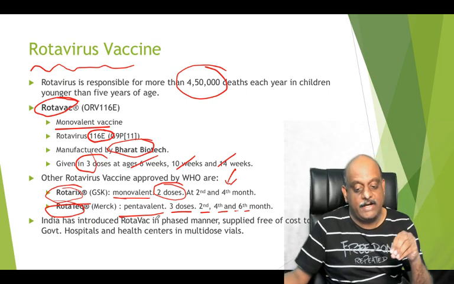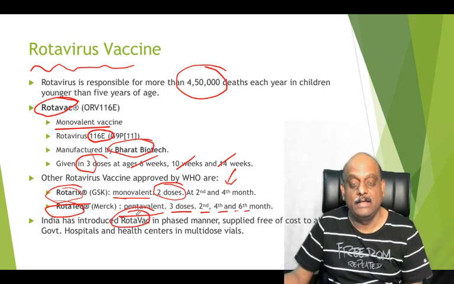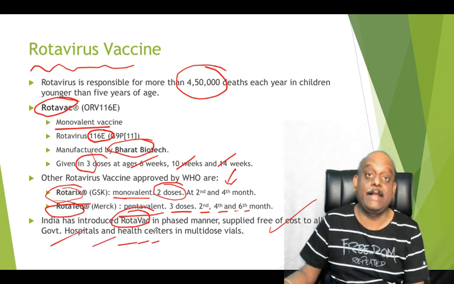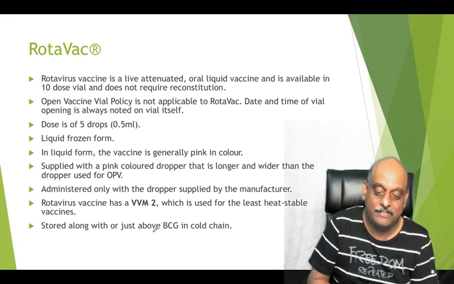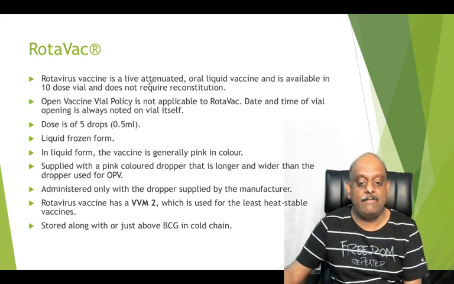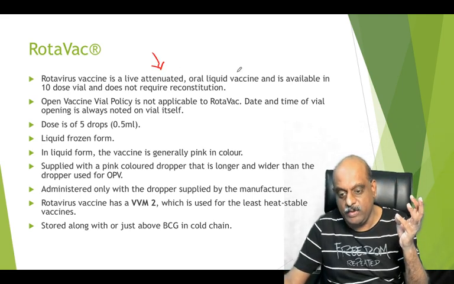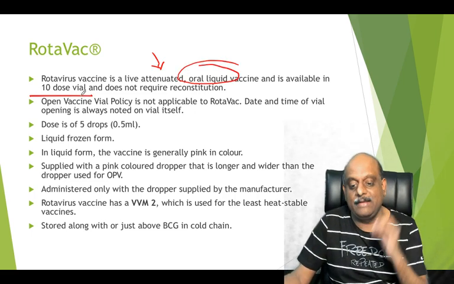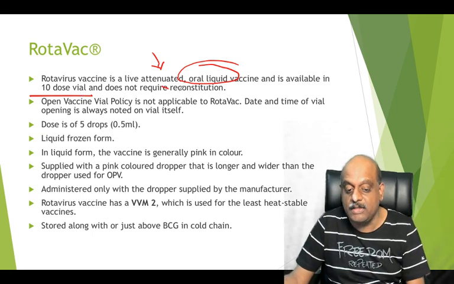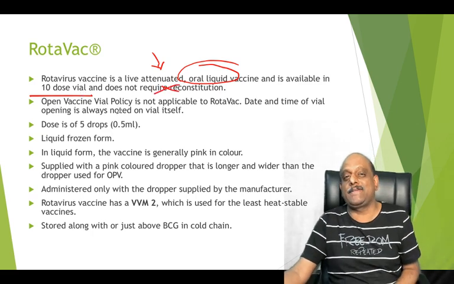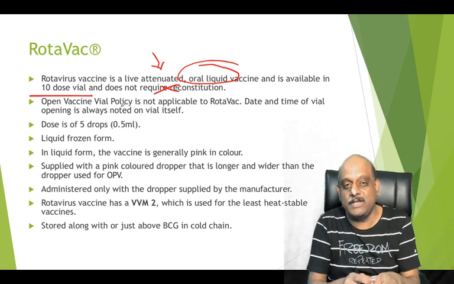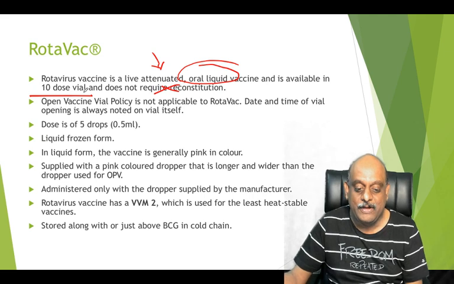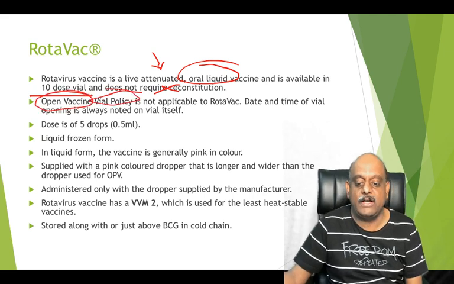And India has introduced the Rotavac in a phased manner. It's supplied free of cost to all government hospitals and health centers in multi-dose vials. So rotavirus vaccine is a live attenuated oral liquid vaccine available in a 10-dose vial. It does not need any reconstitution. There is already a risk of diarrhea; on top of that, if reconstitution leads to some infection, there is more tension, right? Now, the open vial policy is not applicable to Rotavac.